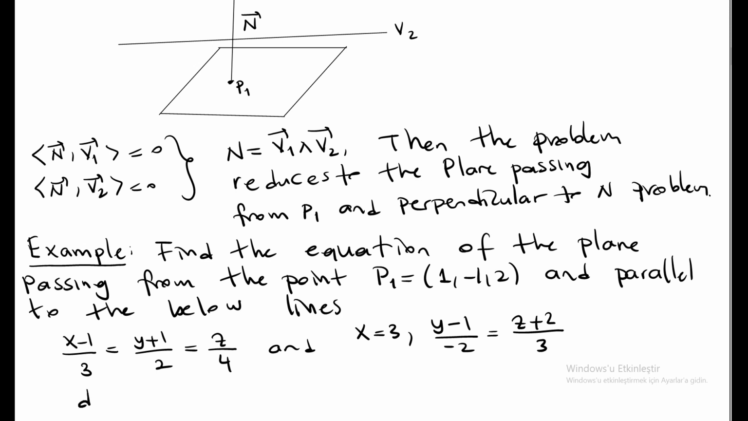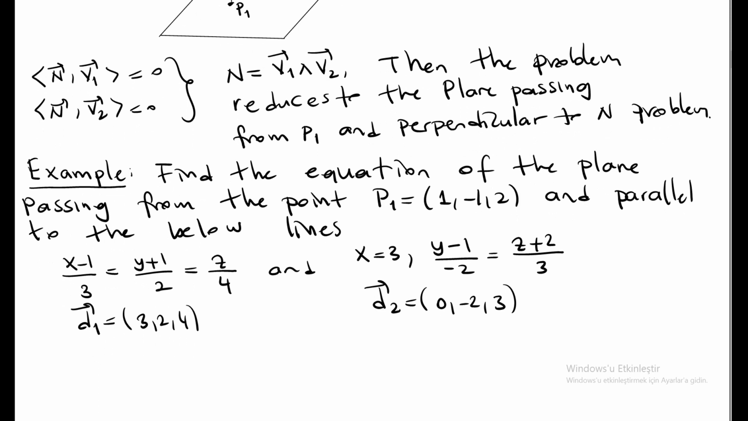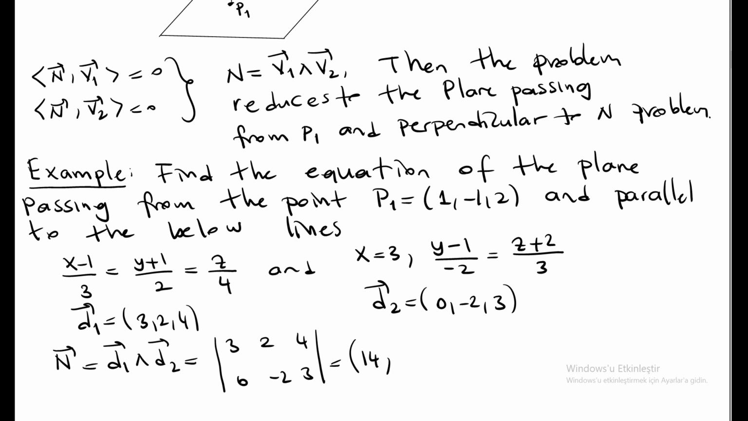So for this one, D1, let's say 3, 2, 4, and D2 is 0, -2, 3. So our n will be D1 cross product D2. So if you write this one 3, 2, 4, 0, -2, 3, so then we find 6 plus 8, 14, 9, yeah, this 0, this -9, and the last one -6.